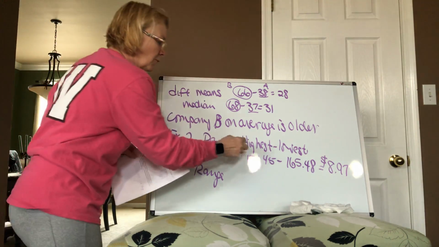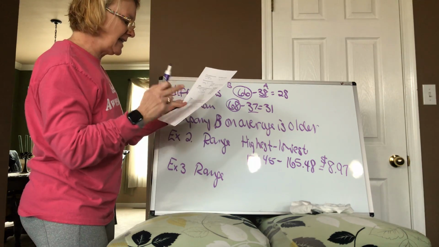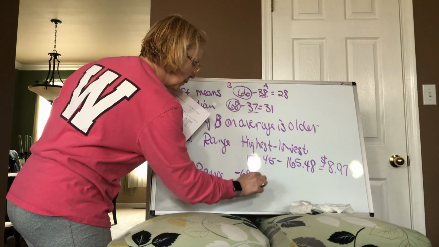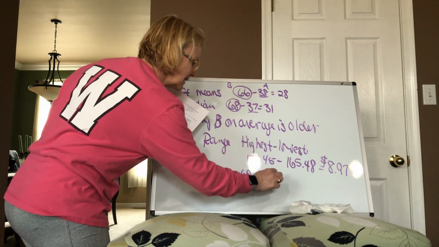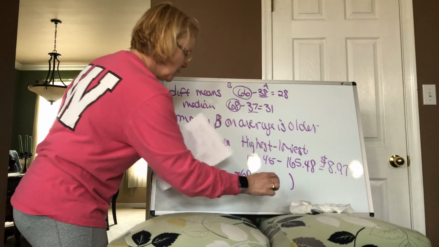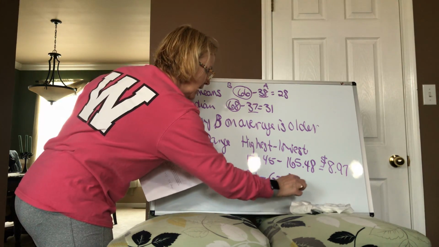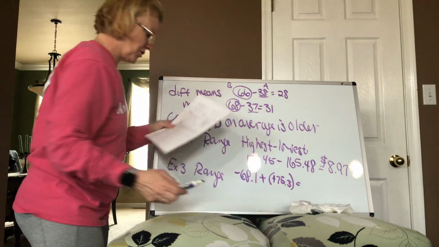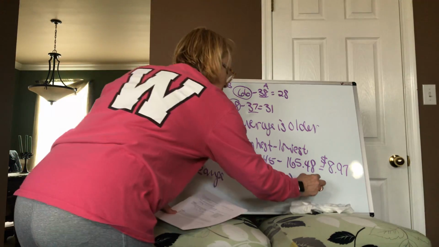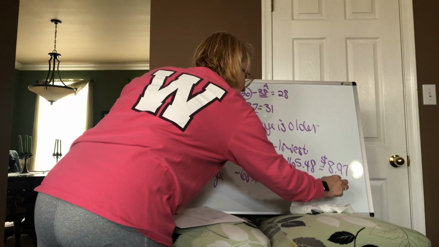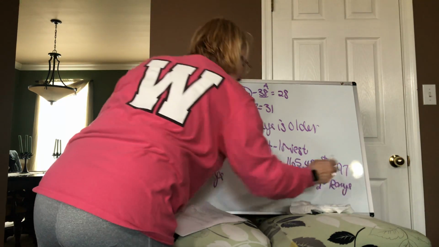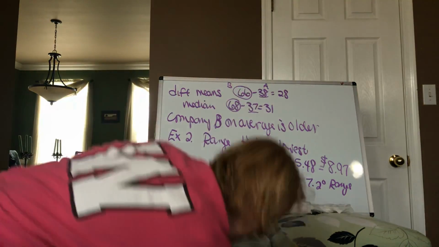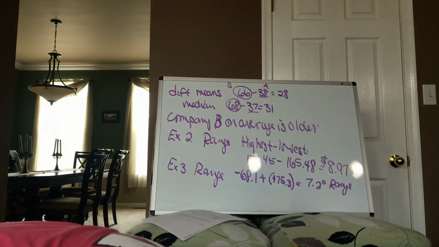Well, range, again, we're going to do highest minus lowest. They said the high of that day is negative 68.1 minus the low, which is negative 75.3. Look how I wrote that. Minus negative. We'll change that to add the opposite, or you can just use your calculator. You end up with a 7.2 degree range for the day. So that means the temperature basically went up 7.2 degrees from the lowest to the highest.